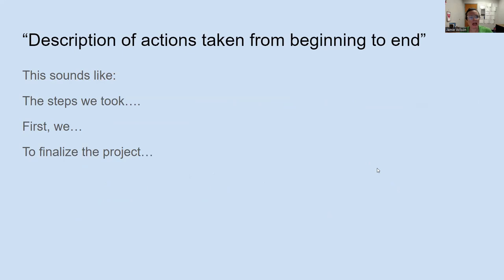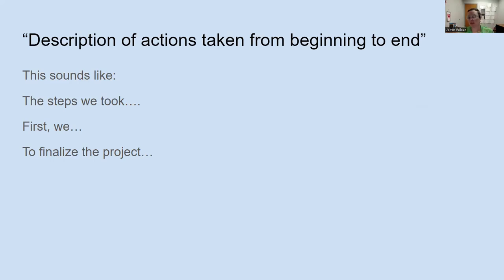The next one that you're going to see is descriptions of the actions taken from beginning to end. This could be, again, how you set up your poster. It could be, these are the steps we took to complete the objectives. Really spell it out for people. First, we did this. Then we did this. To finalize the project, we did this.